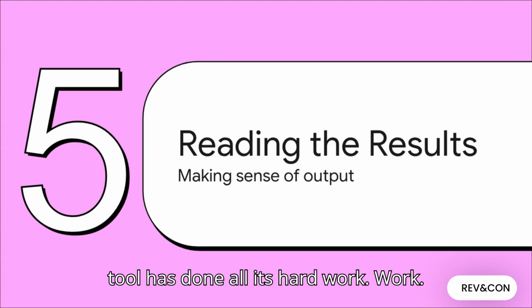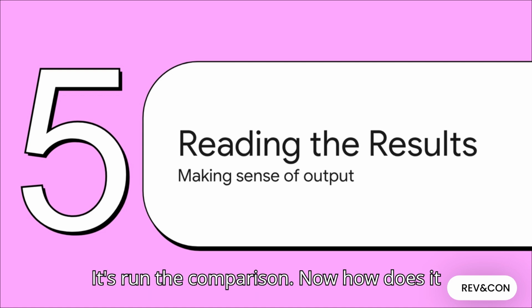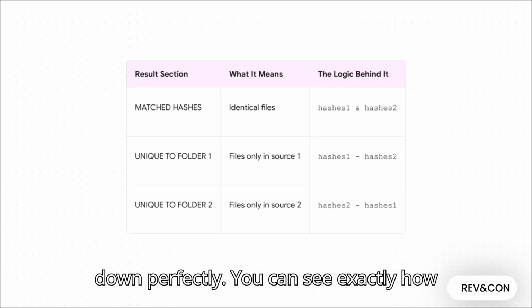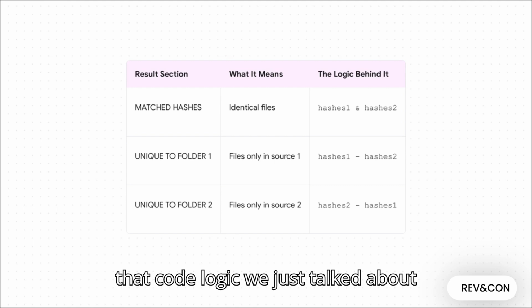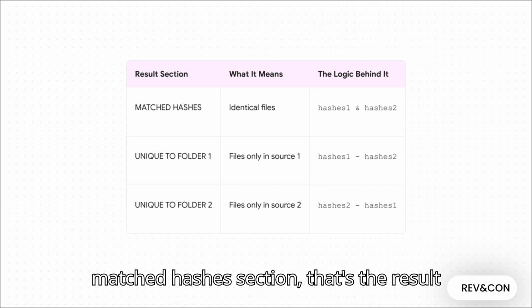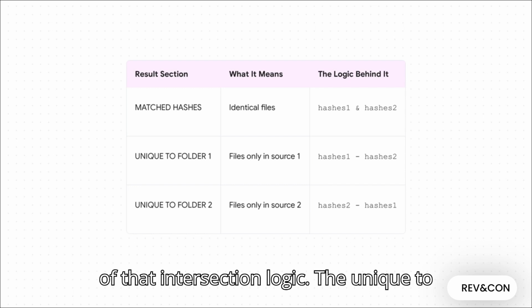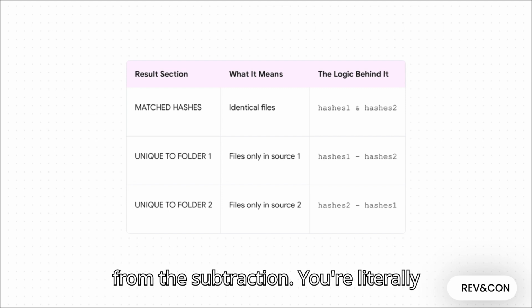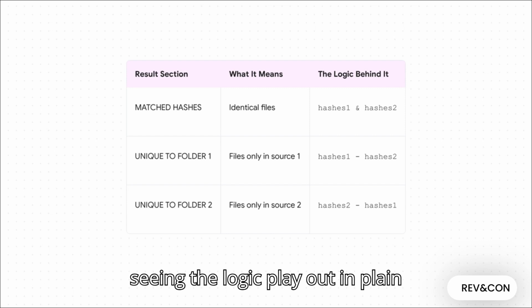All right, so the tool has done all its hard work. It's run the comparison. Now, how does it actually show us the results in a way that makes sense? This table breaks it down perfectly. You can see exactly how that code logic we just talked about turns into a human-readable report. That matched hashes section, that's the result of that intersection logic. The unique to folder 1 section, that's what you get from the subtraction. You're literally seeing the logic play out in plain English.